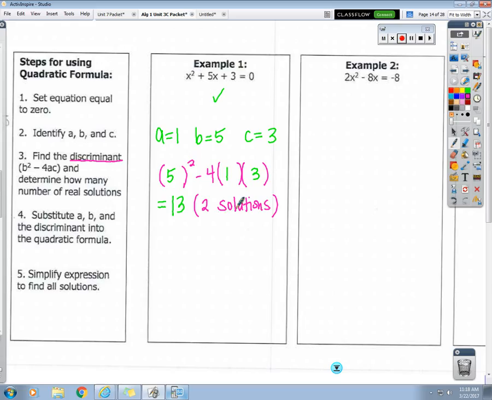Now to find those two solutions, you continue with the quadratic formula. x equals negative b, which would be -5, plus or minus the square root of b squared minus 4ac. Well, didn't we just do b squared minus 4ac and get 13? All over 2 times a. Well, your a value is 1, so that'll be 2. We're ready to type it in.